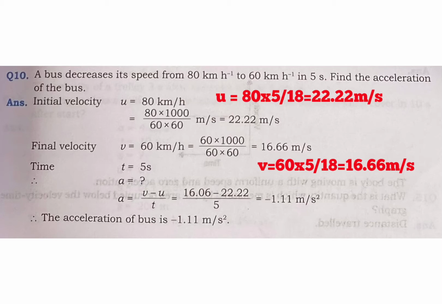Now here velocity is given in km per hour and time is given in second. So we have to convert velocity into meter per second. You know the formula, right? What is the formula? 1 km per hour is equal to 5/18 meter per second. When you solve, you will get u is equal to 22.22 meter per second. If you solve this way, then also you will get the same answer. When you solve v, you will get v is equal to 16.66 meter per second. Now apply the formula. a = (v - u) / t, that is (16.66 - 22.22) / 5, that is equal to minus 1.11 meter per second square.